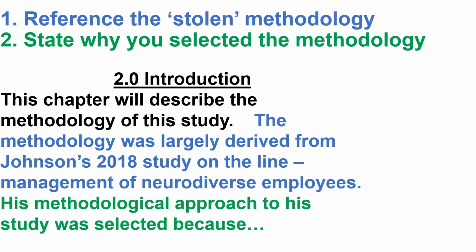Here is an example of points 1 and 2. You can insert points 1 and 2 in the introduction of your methodology chapter. Most chapters in your dissertation should begin with a small introduction. All you need is just a few sentences that introduces the chapter to the reader. So point 1, reference the methodology, and point number 2, state why you selected the methodology. These points appear in the introduction paragraph of the methodology chapter, like this example.